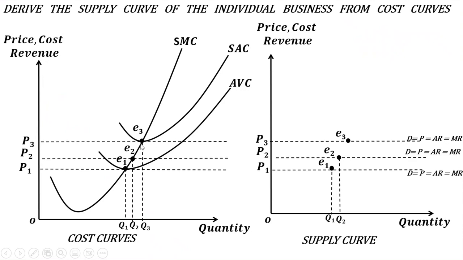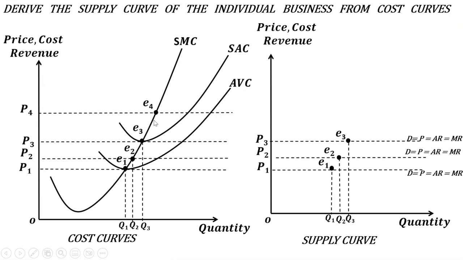Average revenue is equal to average cost. What happens when the price increases from P2 to P3? The output level of production increases from Q2 to Q3, and here we plot it on the supply curve. It increases from Q2 to Q3. Now, the market price increases from P3 to P4.